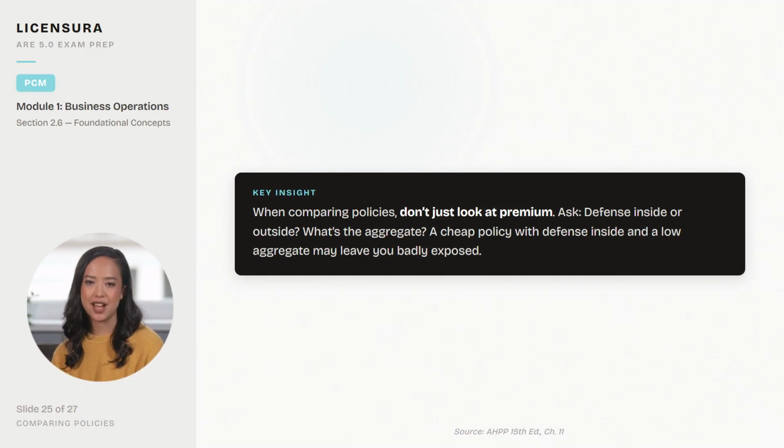The key takeaway: don't just look at the premium when comparing policies. Ask about defense inside or outside and check the aggregate. A cheap policy with defense inside limits and a low aggregate may leave you badly exposed when you need it most. We've covered what can go wrong and how insurance protects you. Now, let's talk about something even better: preventing claims from happening in the first place.